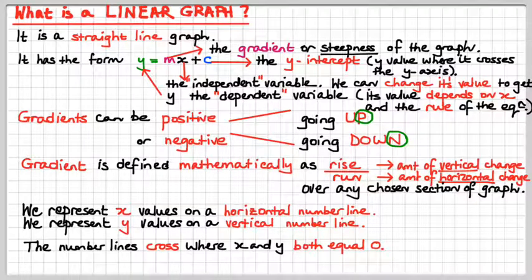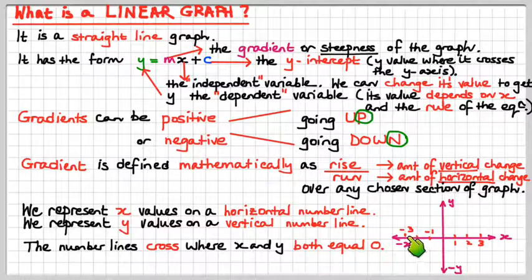Now the two number lines cross where x and y both equal naught, and then we have this beast called a Cartesian plane. Cartesian meaning kind of like a map. That's really the name that we get for maps and map making. That's what it looks like. We've got a horizontal number line here for the x, and a vertical number line there for the y, and they both meet where x and y are both 0. These are the number lines we use to draw linear graphs.